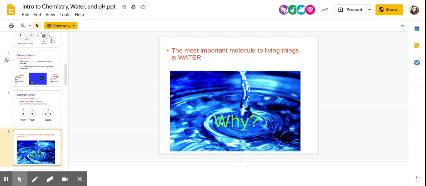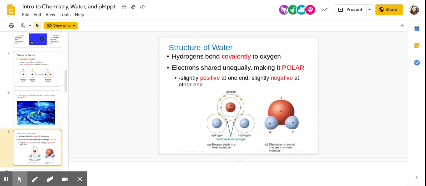As you move on to slide 8, it's going to go into the next part of this PowerPoint, which is water. They ask you a question on slide 8 about why water is the most important molecule to living things. Think about what water is made up of. It's made of hydrogen. It's made up of oxygen. And those are crucial elements that are part of that 96% makeup of living things.